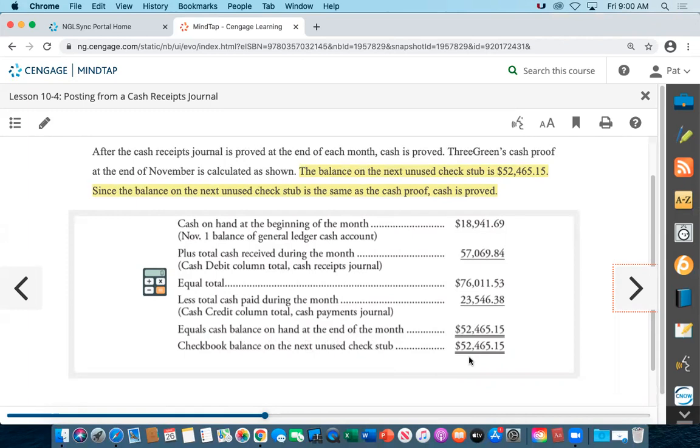So it'll say the number on the next check stub balance is this. Well, this thing better equal. If it doesn't, then we've got to go back and find a mistake. Okay.